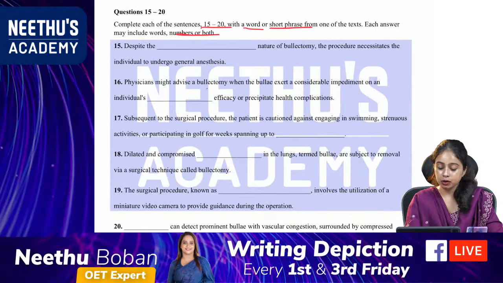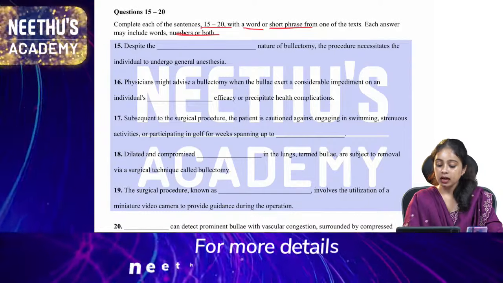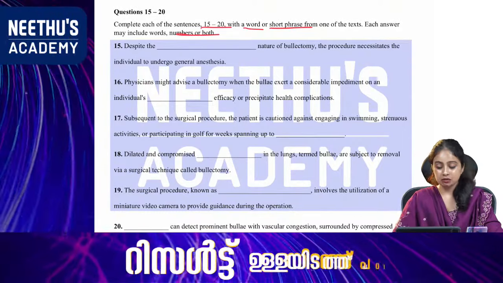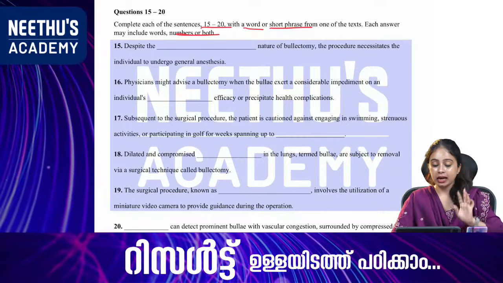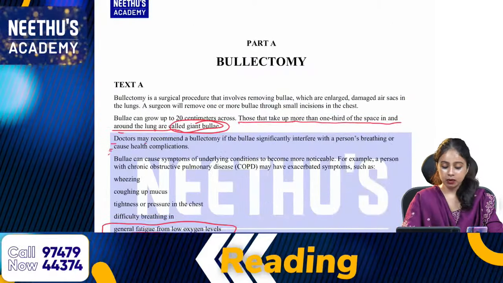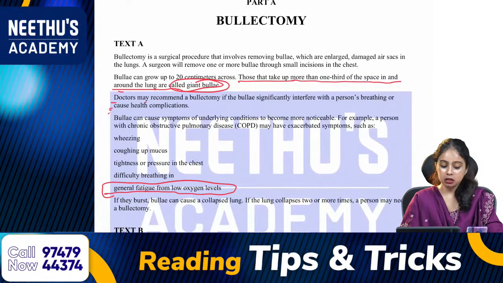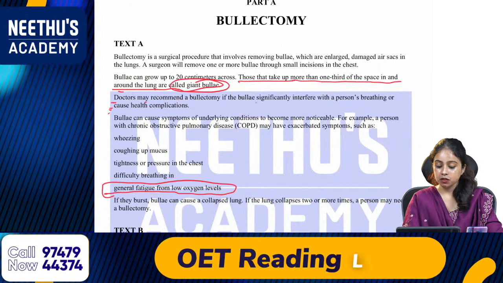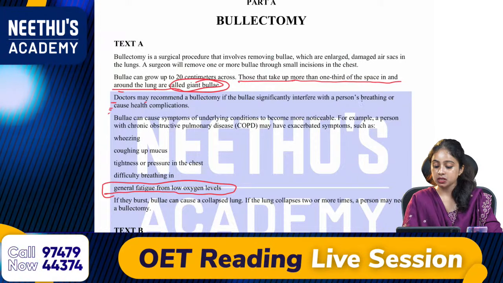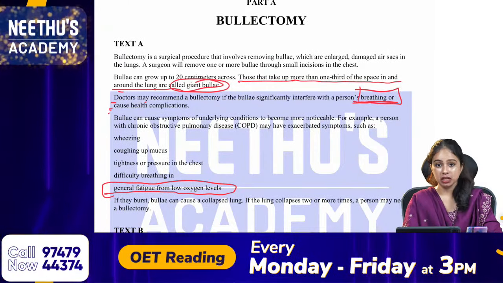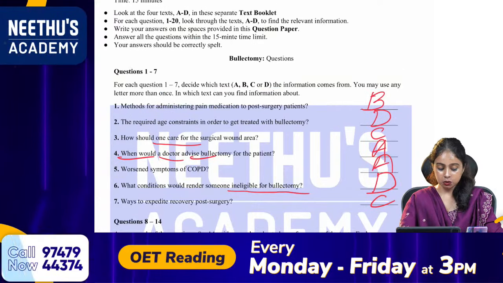Physicians might advise a bullectomy when the bullae exert a considerable impediment on an individual's dash efficacy or precipitate health complications. So, where is the answer? It is from text A, as you can see from the third paragraph. Doctors may recommend a bullectomy if the bullae significantly interfere with the person's breathing. So what is the answer? It is all about breathing. Okay, so coming to the next one.